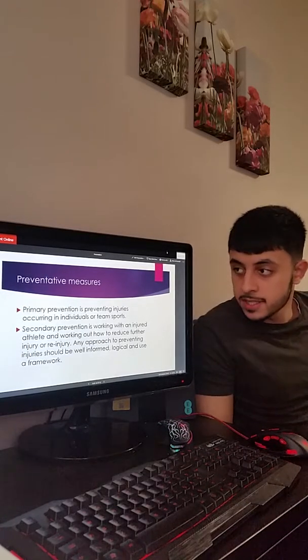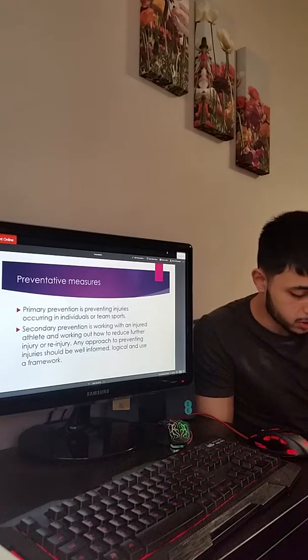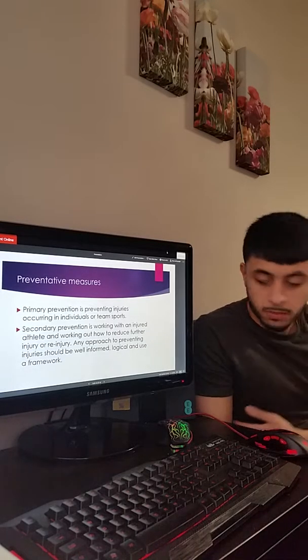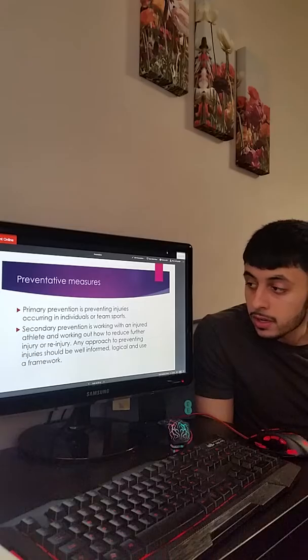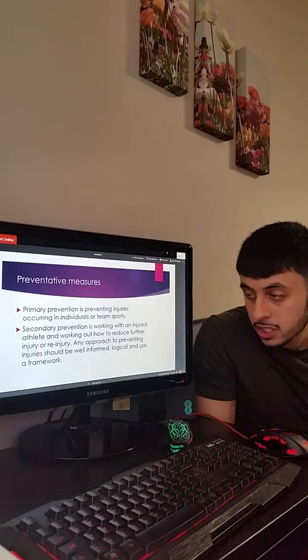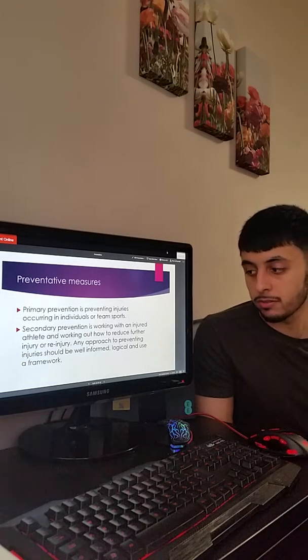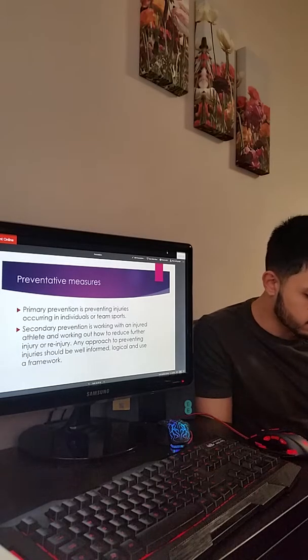In this section of the presentation, I'm going to cover the preventative measures of injury. Primary prevention is preventing injuries occurring in individuals or team sports. Secondary prevention is working with an injured athlete and working out how to reduce further injury or re-injury. Any approach to preventing injuries should be well informed, logical, and have a use of framework.